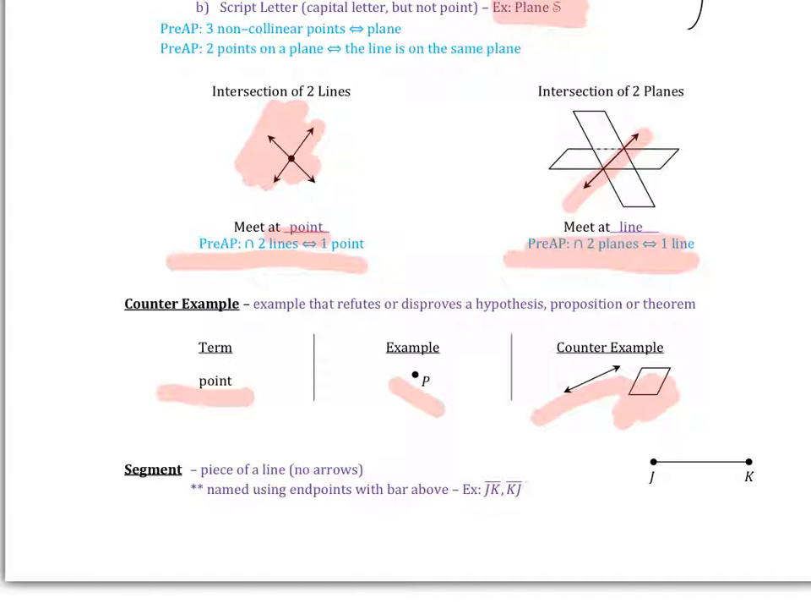The next term is a segment, which is a piece of a line. When you name this segment, you use capital letters, one for each of the endpoints, and there are no arrows above the line. If you write the segment bar above the letters, you're talking about the figure. If you leave the segment bar off, you're talking about the measure of the segment.